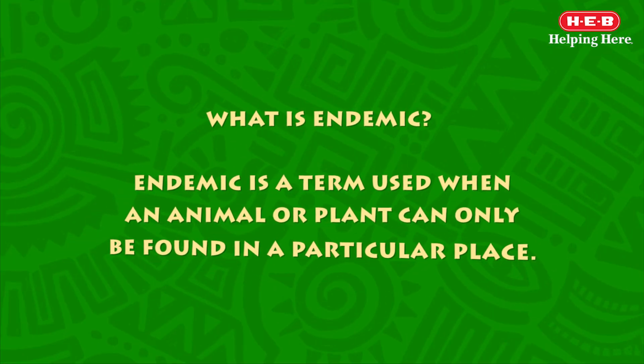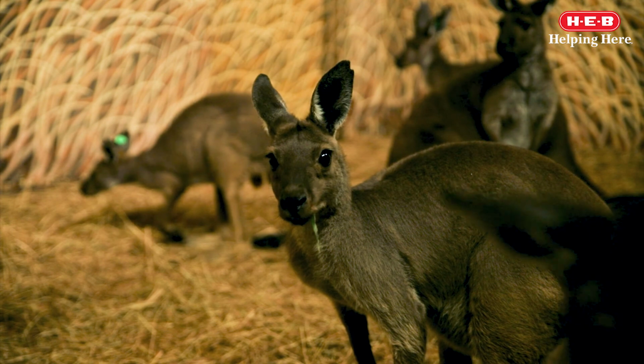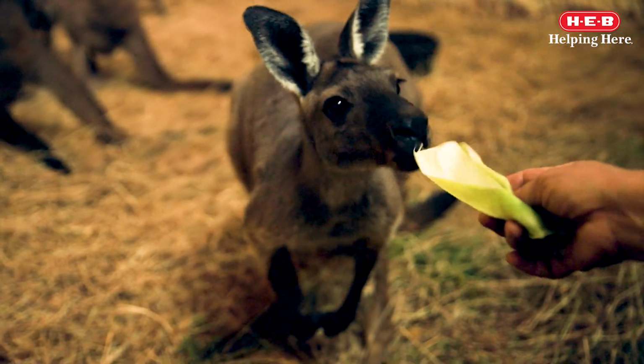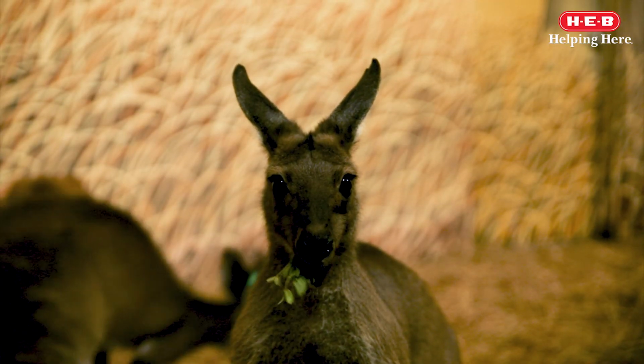What is endemic? Endemic is a term used when an animal or plant can only be found in a particular place. Kangaroos are one of many consumers found in a grassland habitat. They help control the growth of vegetation by feeding on grasses and wild flowering plants.